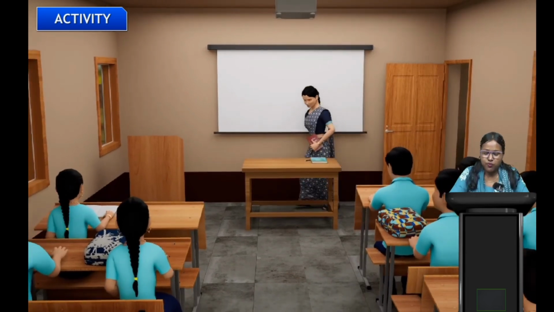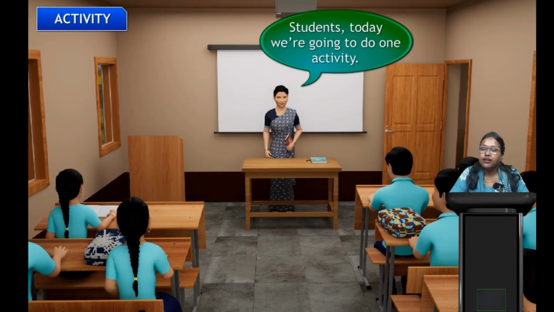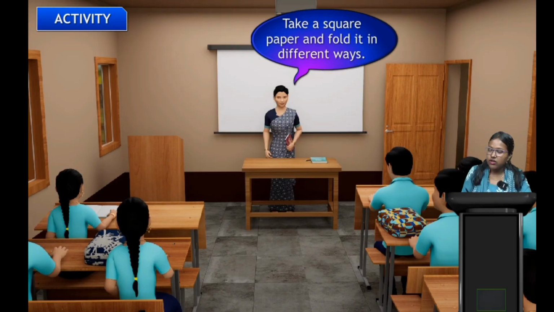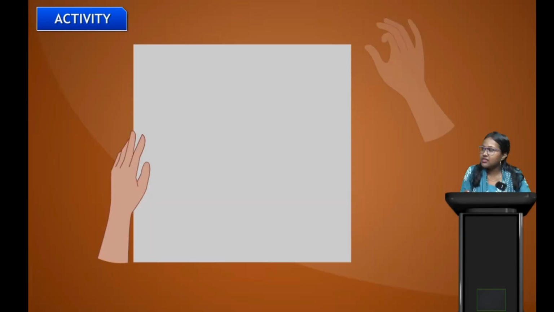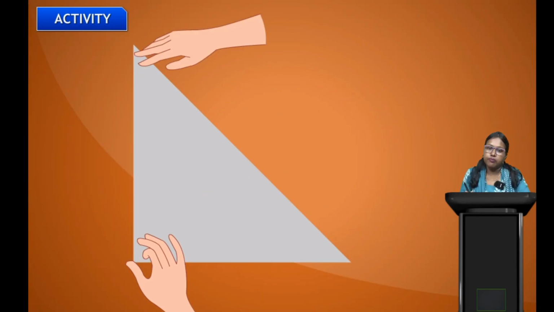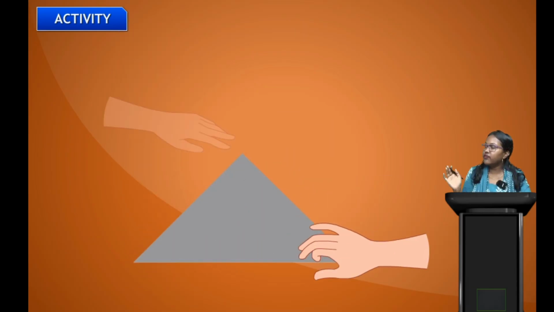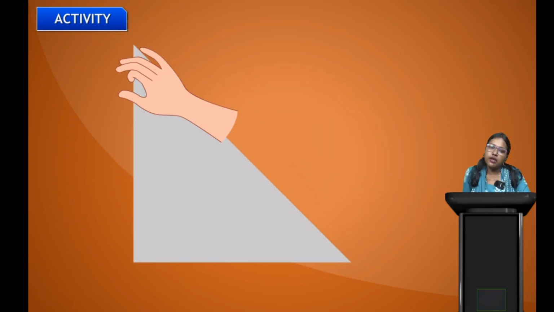On a fine morning in a classroom, one madam came and told her students, we are going to do one activity. Which activity are we going to perform? Take a square paper and fold it in different ways. You can also try, my lovely children. Take one paper and fold it in different ways. Like this girl, who took one square paper and is folding it in different ways. You can also fold the paper according to your wish.